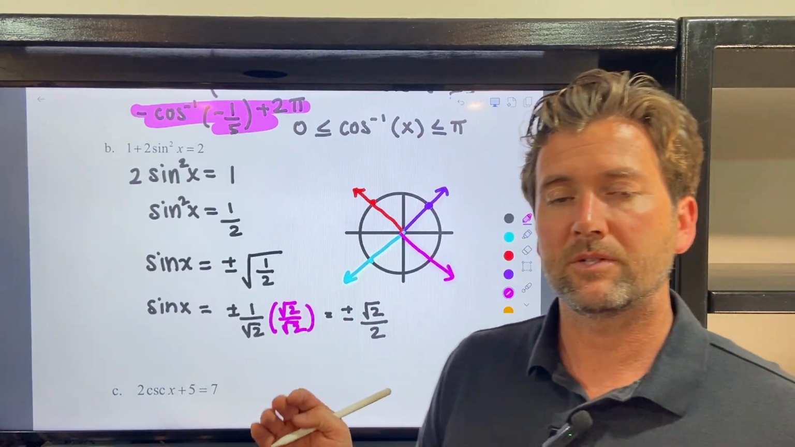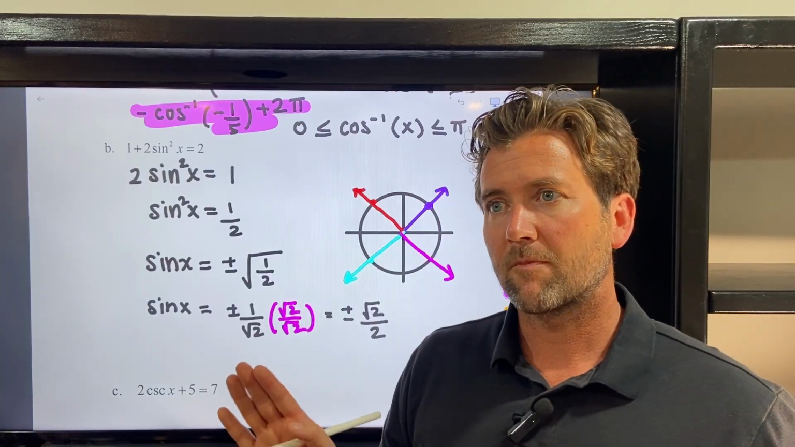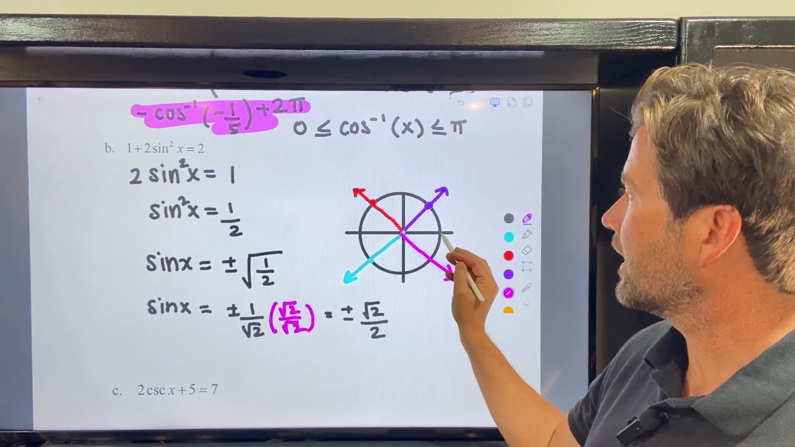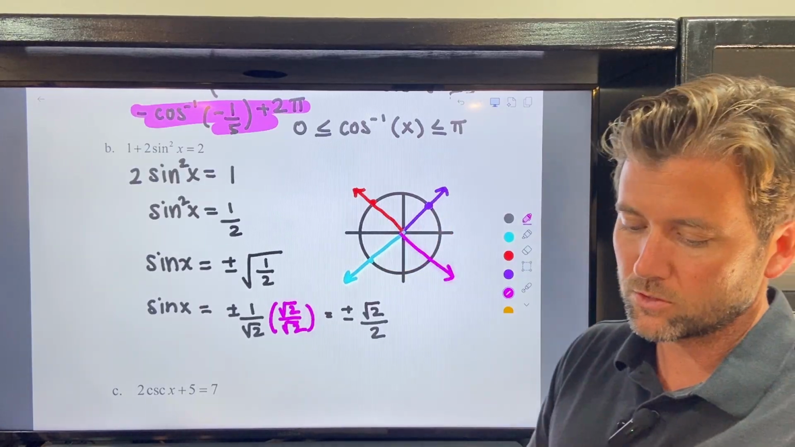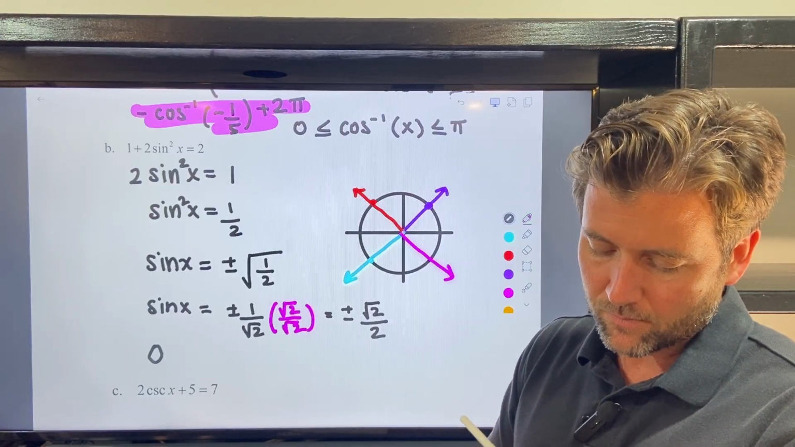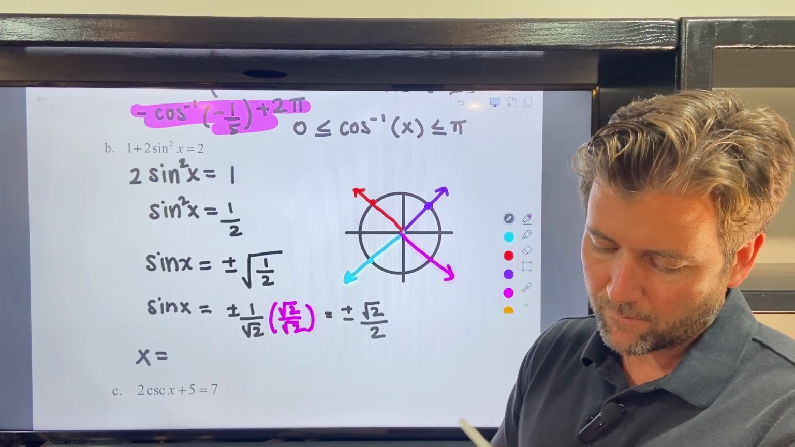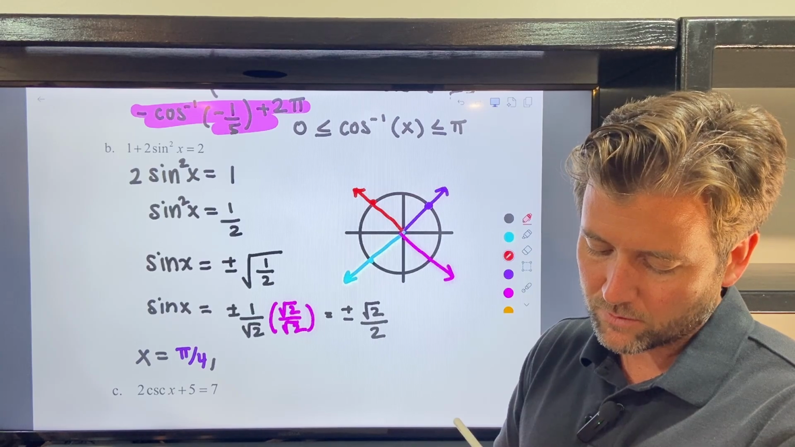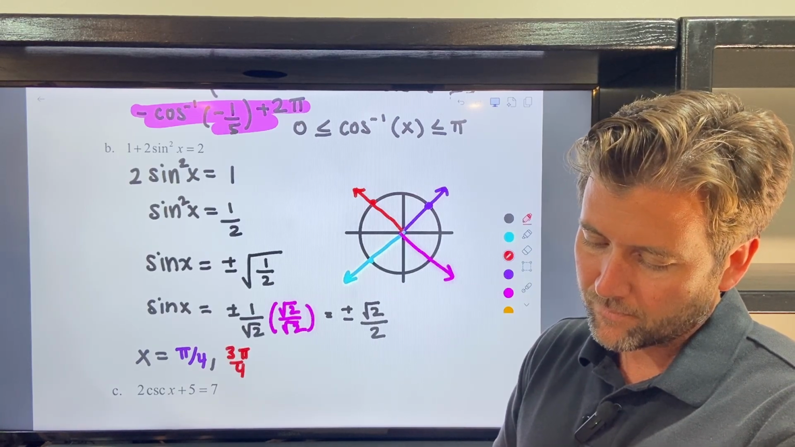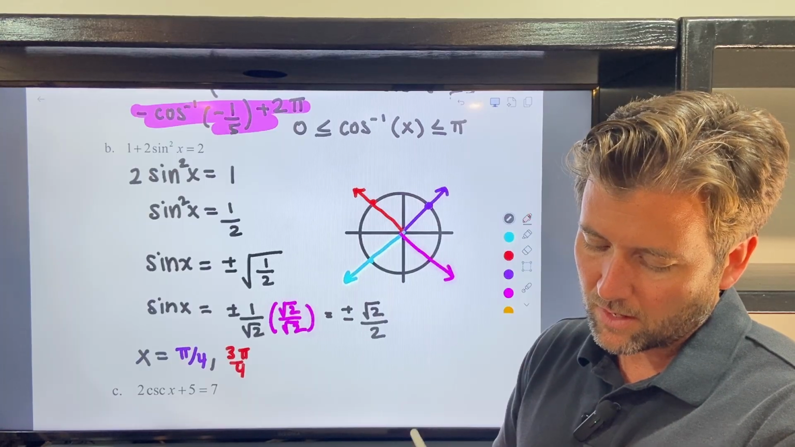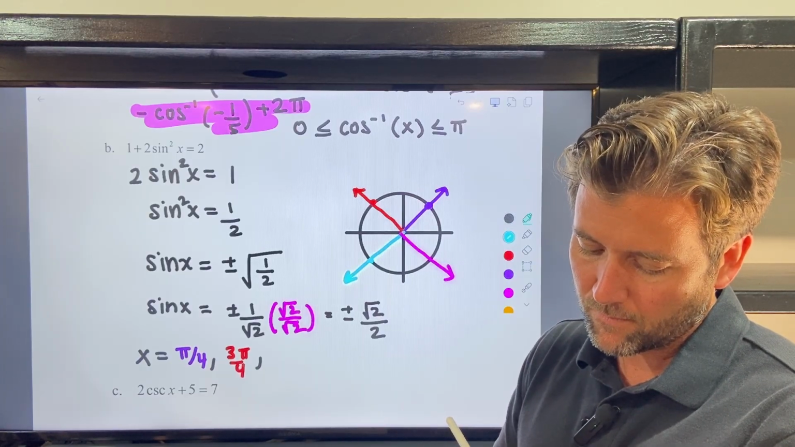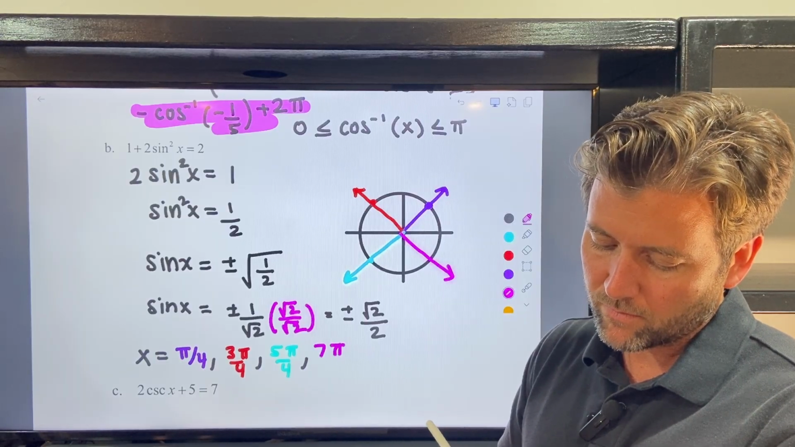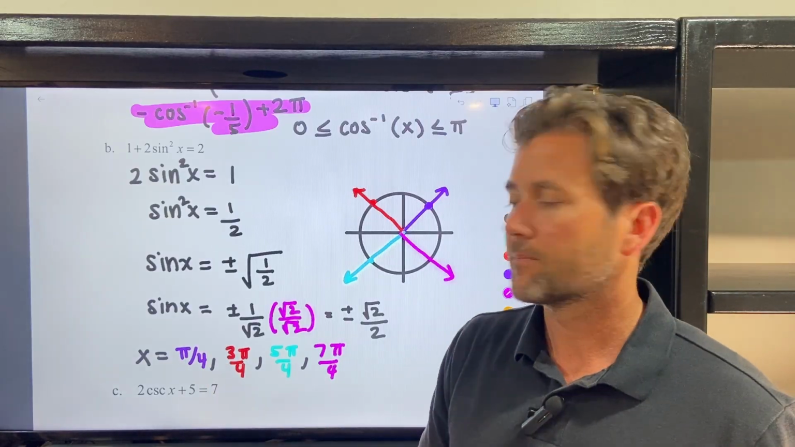So the directions at the top say to solve this equation for values of x in between or including 0 up to 2 pi. So here's 0 to 2 pi. I see 1, 2, 3, 4 solutions. That angle in purple is pi over 4. The angle in red is 3 pi over 4. The angle in blue is 5 pi over 4. And the one in pink is 7 pi over 4. Those are your 4 solutions to this equation here.